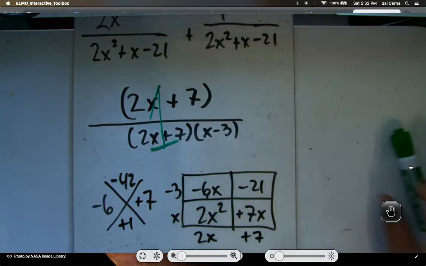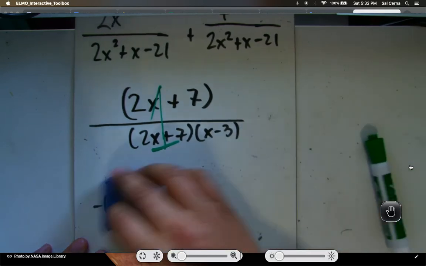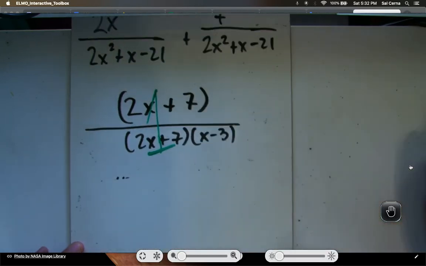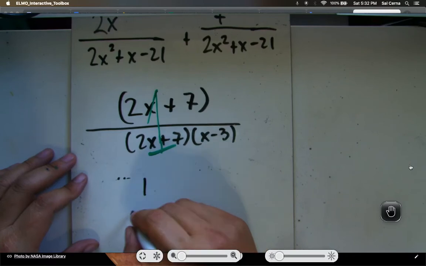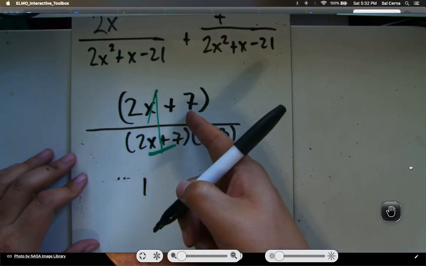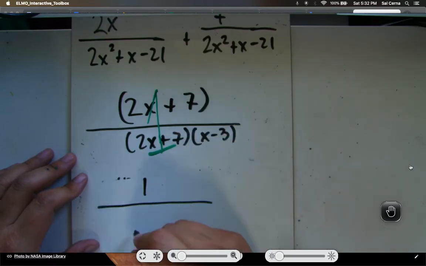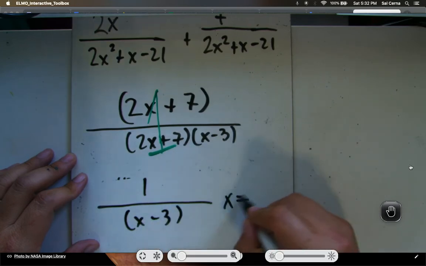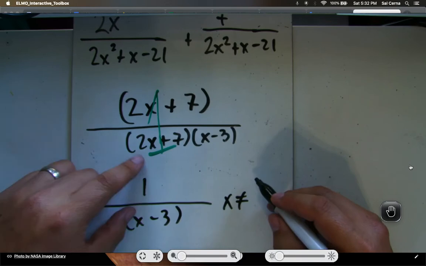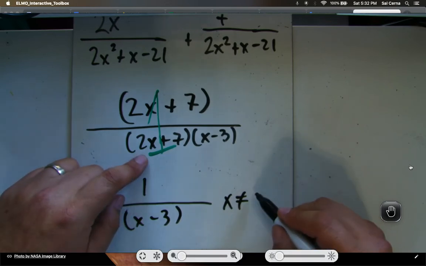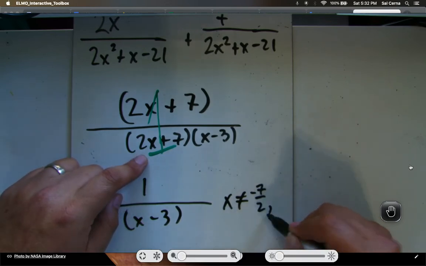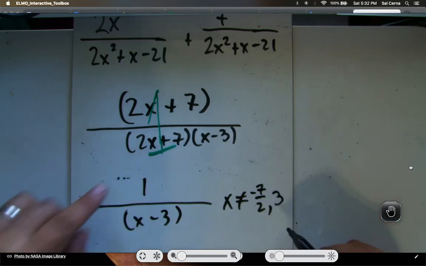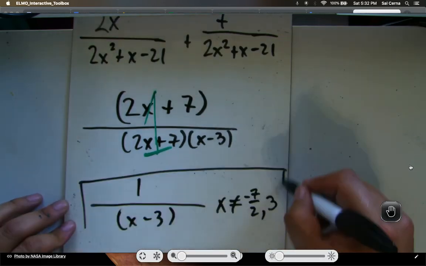And my final answer is now 1. The numerator is still 1. It doesn't become 0. It's 1. Over x minus 3, where x cannot equal, say 2x plus 7 equals 0. That would be negative 7 halves, and 3. This is my final answer.